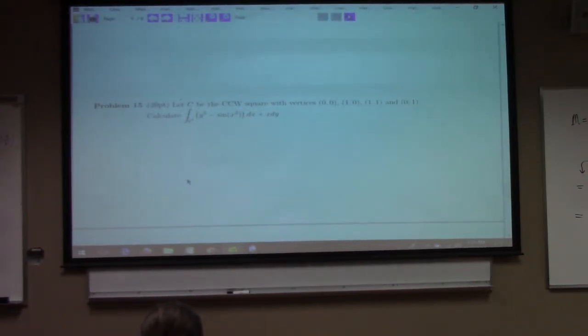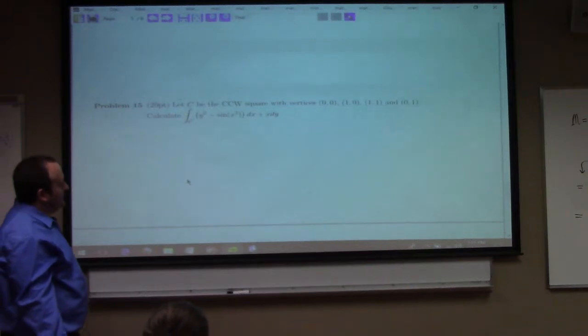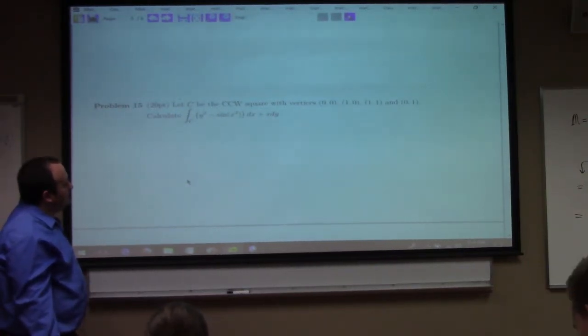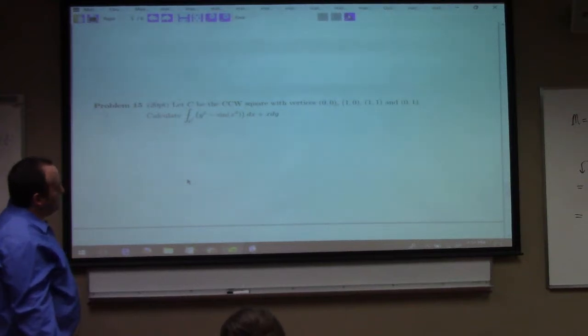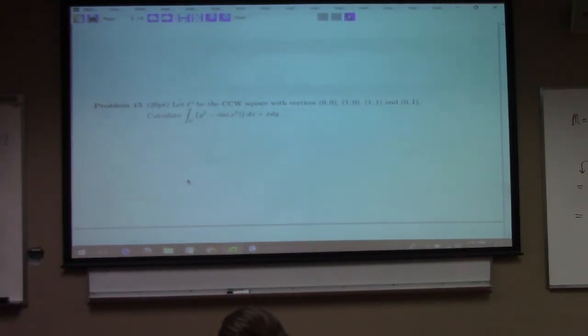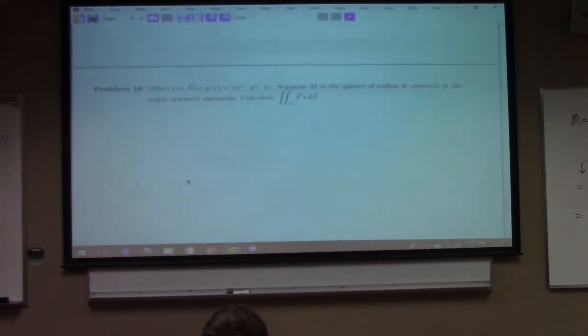This screams at you, Green's theorem. If you listen quietly, you can hear it. And so let's see here. My P is y squared minus sine x squared, and my Q is x, so Qx is 1. So I get 1 minus 2y integrated over the unit square for that one. And then let's see here. Here's a sphere of radius r, centered at the origin, oriented outward. Calculate the flux. So what's the smart way to do this?